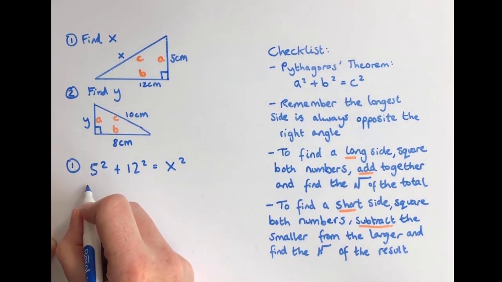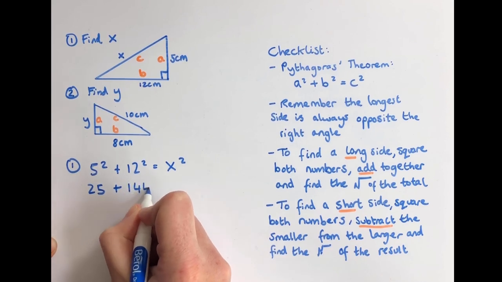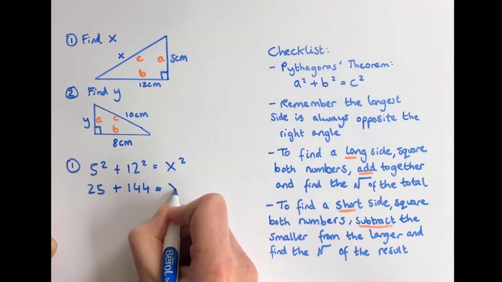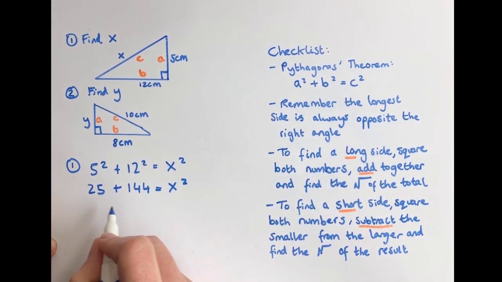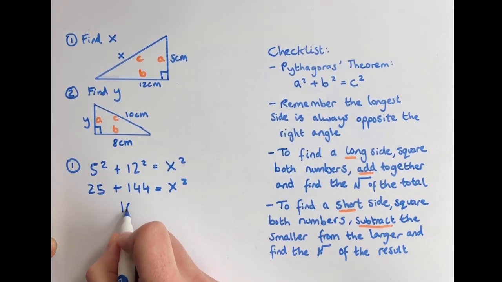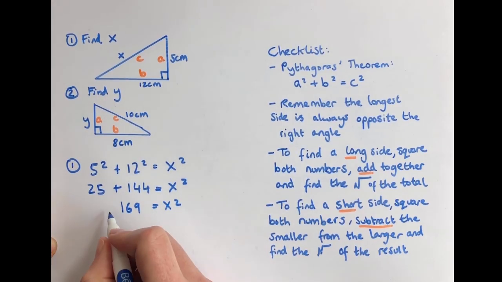So 5 squared is 25 and 12 squared is 144. That's going to give me x squared. I then have to add together the two numbers to get 169. And then I find the square root of that number to find x.